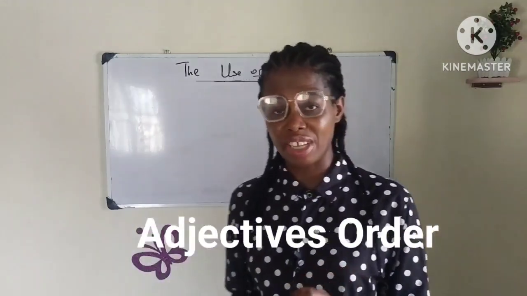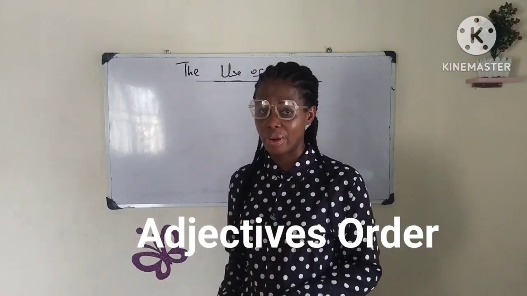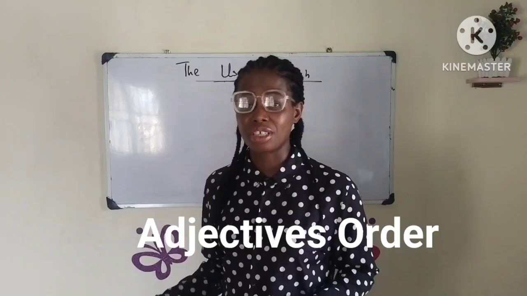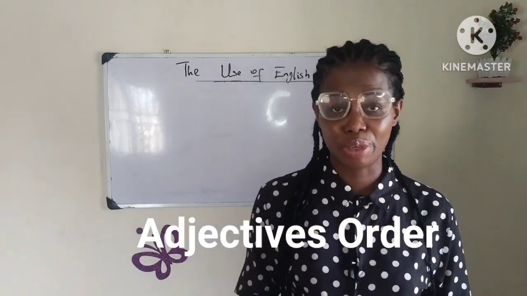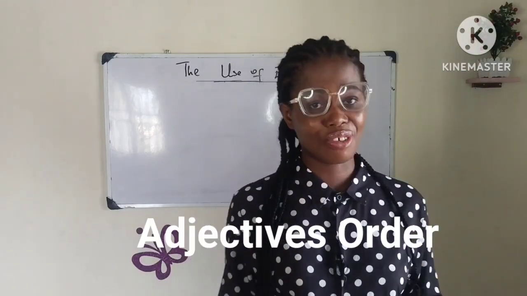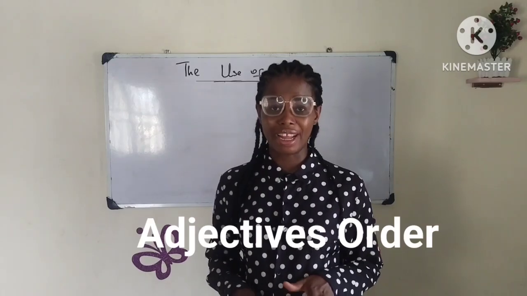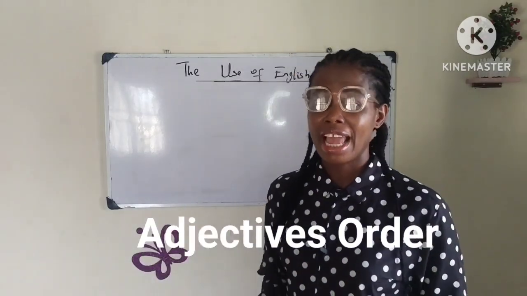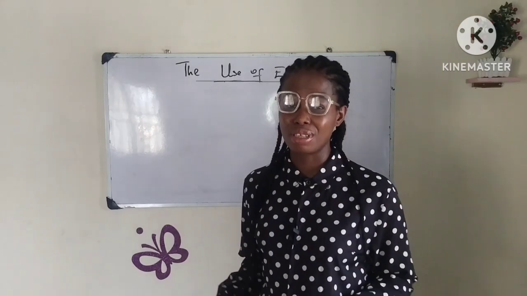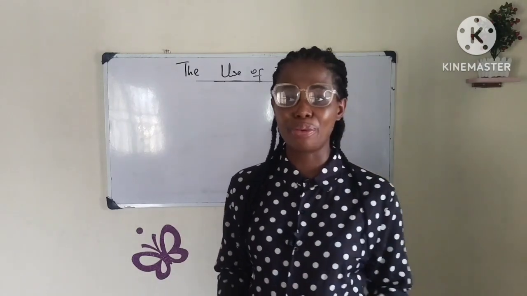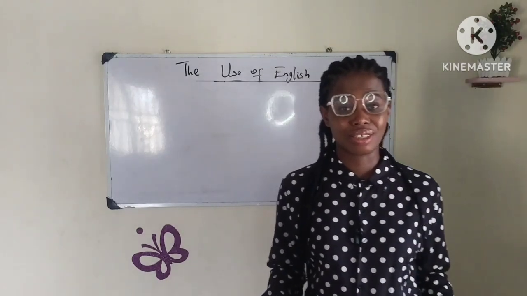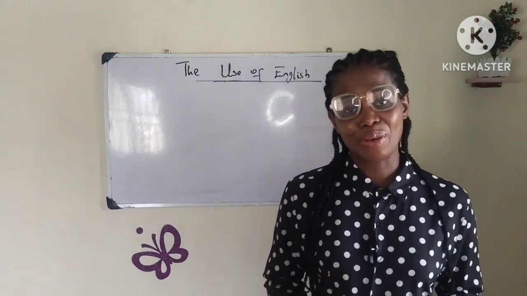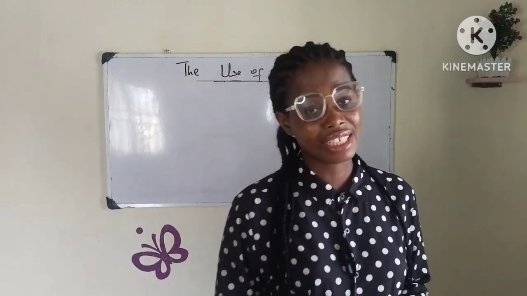Now there's a pattern for arranging adjectives for it to be considered correct. Now in your exams, you're going to be asked questions on adjectives order. You're going to see questions on adjectives order in the section on completion of sentences. So it's very important for you to understand how to properly arrange adjectives in a sentence, and that's what we're going to be learning today. It's very simple. You just have to learn one thing that will help you in answering questions on adjectives order, and that one thing is the mnemonic. The mnemonic that will help you in answering questions on adjectives order.